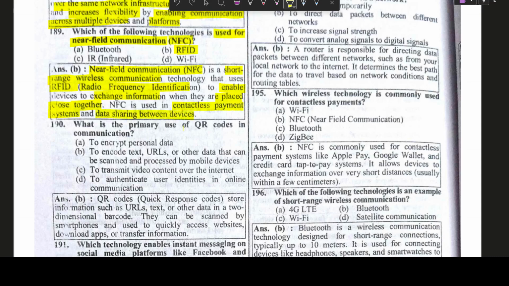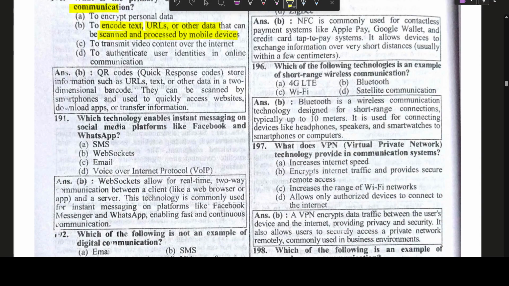What is the primary use of QR code in communication? So QR code encodes text, URLs, and other data that can be scanned and processed by mobile devices. So QR is a quick response code, which stores information such as URLs, text, and other data in a two-dimensional barcode. They can be scanned by smartphones and used to quickly access websites, download apps, and transfer information.